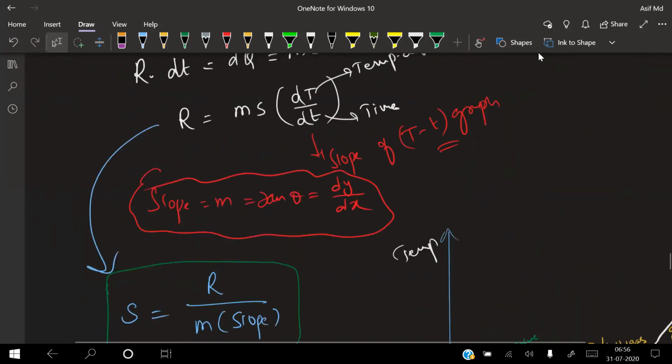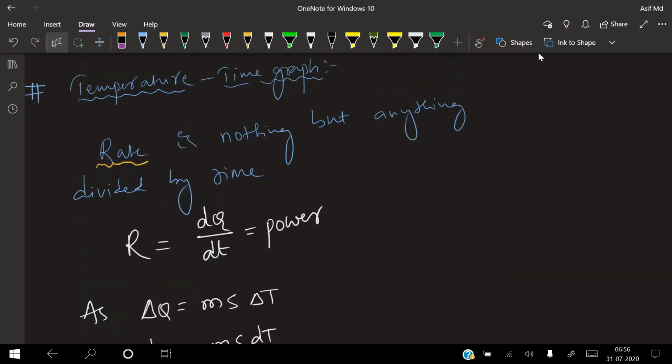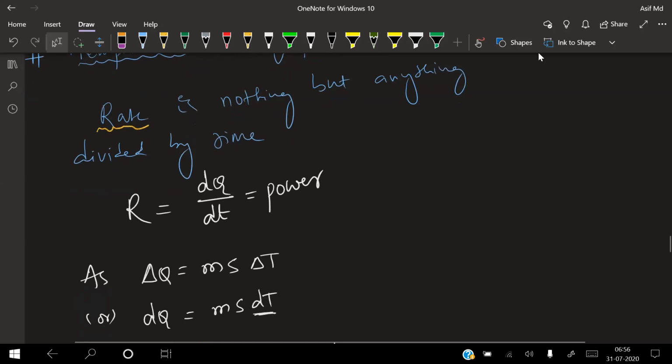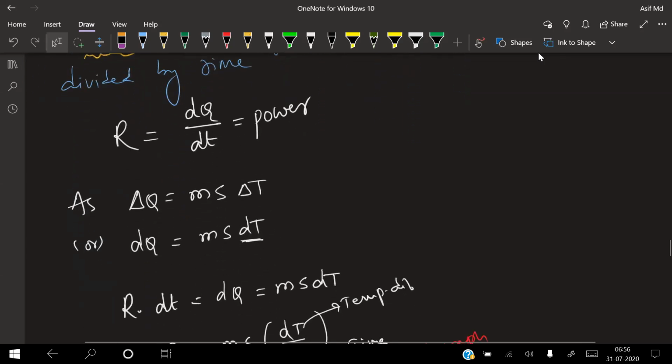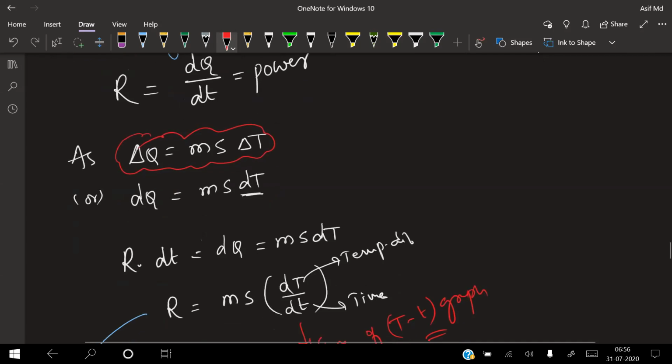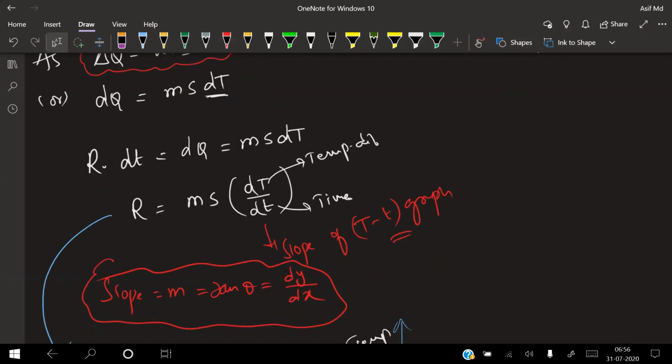See here, beta. Yesterday I was talking about the rate, temperature, time graph. Rate is anything divided by time. R equals dQ by dt, that is nothing but power. And we know the relation delta Q equals m s delta T, so dQ equals m s dT. We know that R into dt is nothing but dQ, so that equals m s dT. So our rate is equal to mass into specific heat into temperature divided by time.